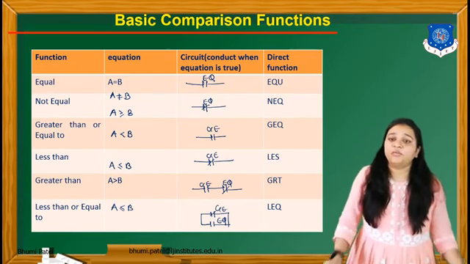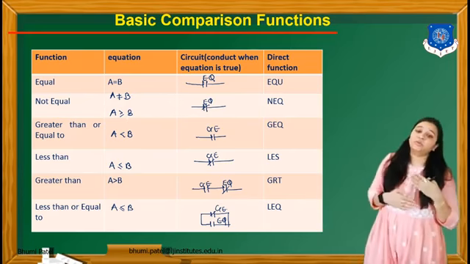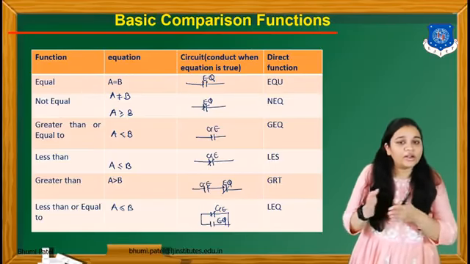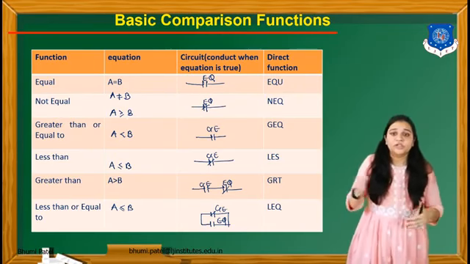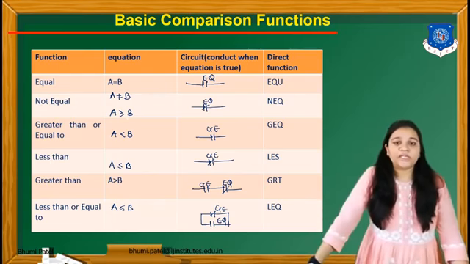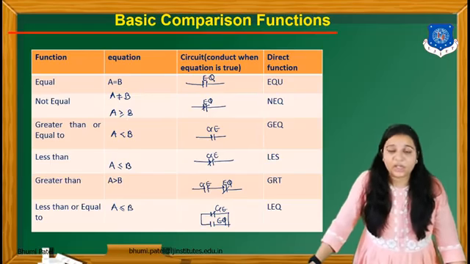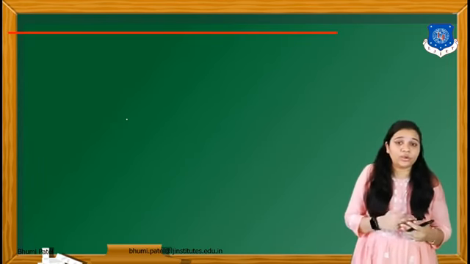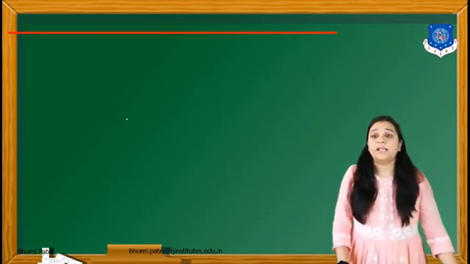For less than or equal to, we use the same logic, but we put the greater than or equal to in a parallel connection. If the number is not greater, that means it is less than the other number, or it is equal. So this is the circuit for less than or equal to. Depending upon the program, we have to use different types of circuits for the comparison function. Clear?